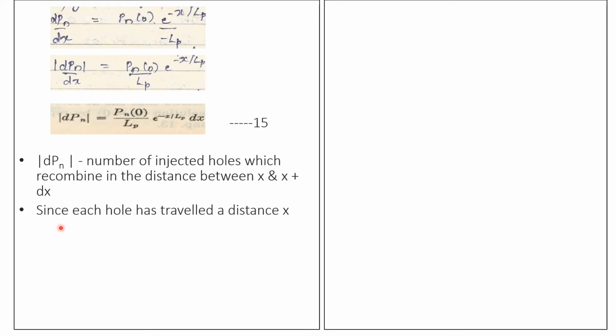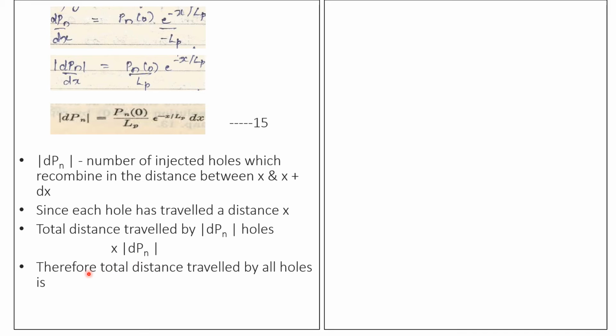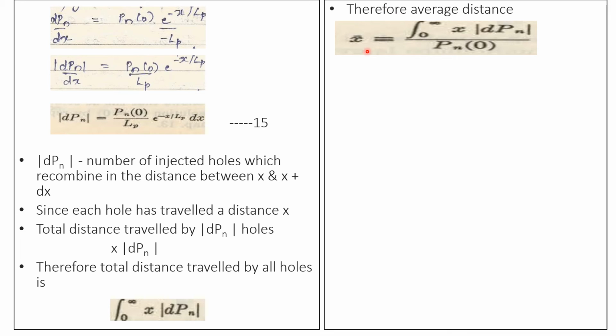Since each hole has travelled a distance x, the total distance traveled by mod dPn holes can be given as x into the number of holes, that is mod dPn. Therefore, the total distance traveled by all the holes, we will integrate this product with the limits from 0 to infinity. Therefore, the average distance will be x bar is equal to this integral divided by the number of holes, that will be Pn of 0.